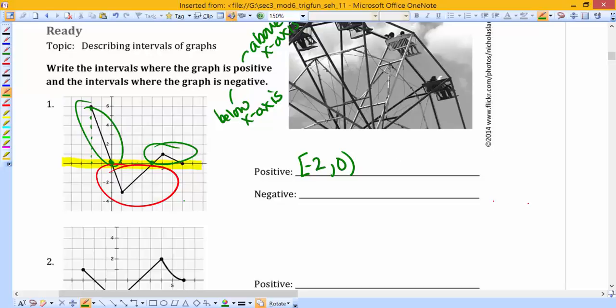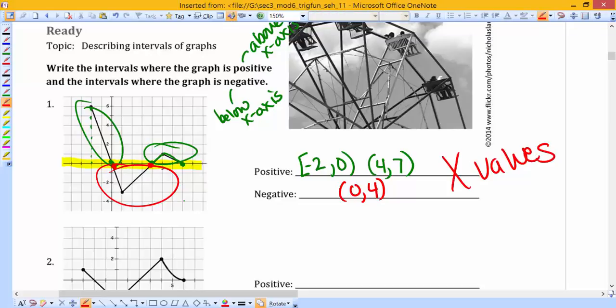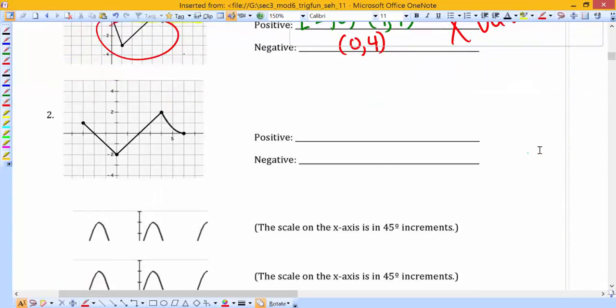This one, 1, 2, 3, 4. So parenthesis 4. And it's above all the way until 5, 6, 7. Both parentheses. And then the below will be from here to here. So it's what was in the middle. So 0 to 4. So there will be that connection here, but just don't forget it's the x values. And so these are all the x values, and positive or above, negative or below.